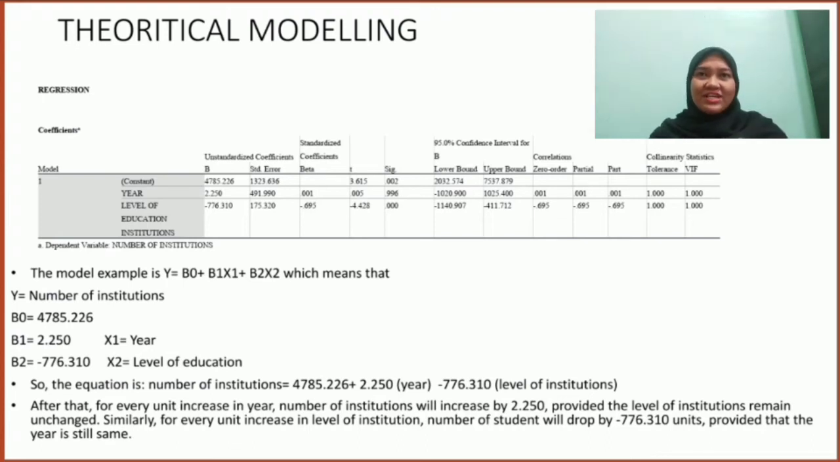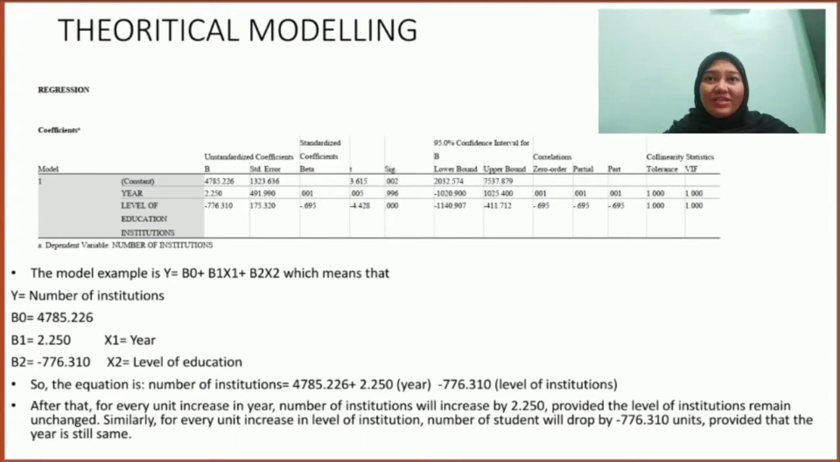For every unit increase in year, the number of institutions will increase by 2.250, provided the level of institution remains unchanged. Similarly, for every unit increase in level of institution, the number of institutions will drop by 776.310 units, provided that the year stays the same.